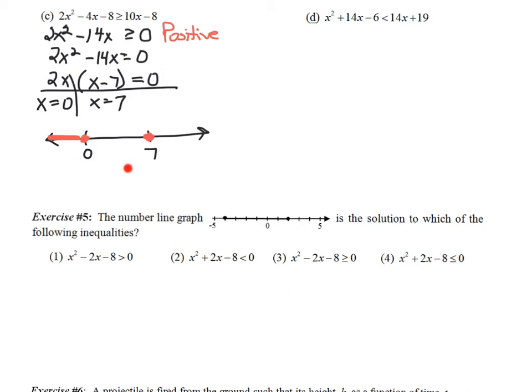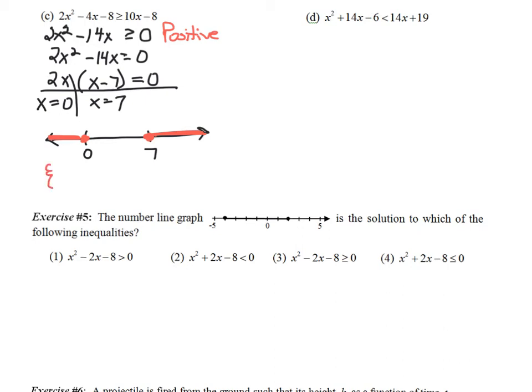Try a number between 0 and 7. How about the number 1? 2 times 1 is positive. 1 minus 7 is negative. Positive times negative gives me a negative result, and that's not what I'm looking for. And let's try a number in the last interval. How about the number 8? 2 times 8 is positive. 8 minus 7 is positive. So positive times positive is positive, so I'm going to shade that section.